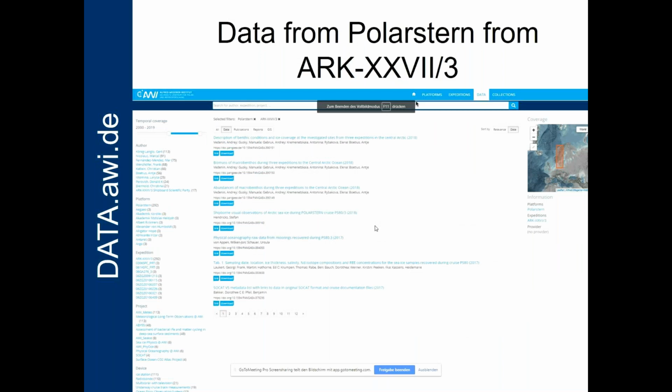Okay, if you go to the Data tab, again, we have a very powerful search, and here you can filter the search. I want to see only the data, or only the publications, or even the GIS layers. What are the GIS layers related to Polarstern and ARK 27.3? Okay.